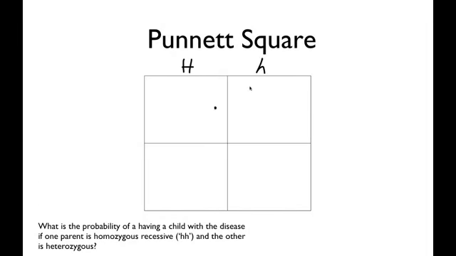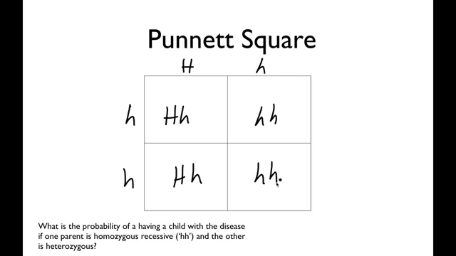Here's the affected parent, and here is the unaffected parent. We're going to fill out the boxes, and what you're going to see is that 50% of their offspring would actually inherit the Huntington's allele, and 50% would not. So the probability of having an offspring with the Huntington's allele is 2 in 4, or 1/2.